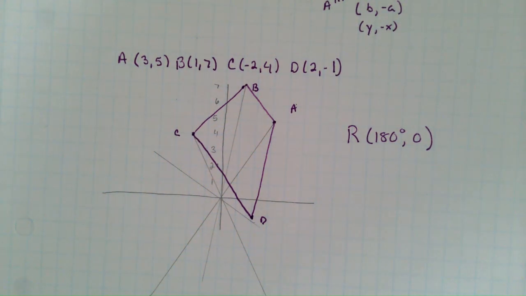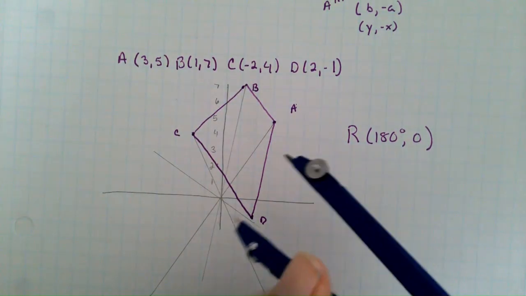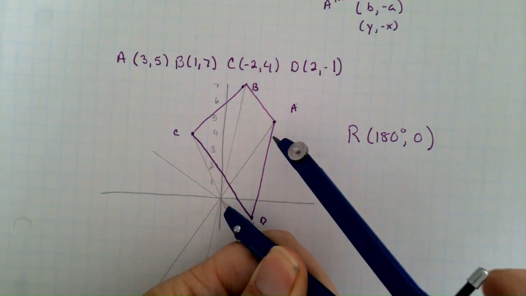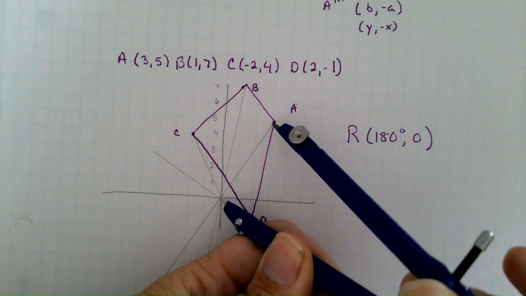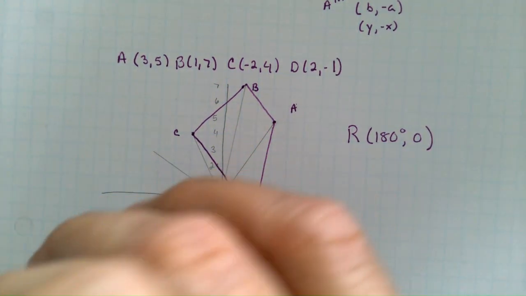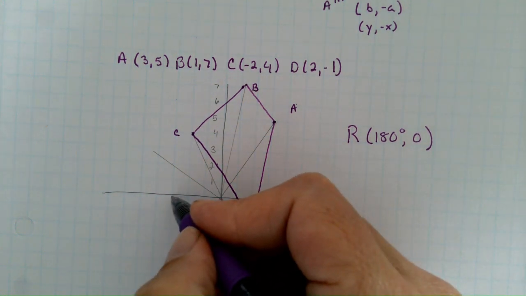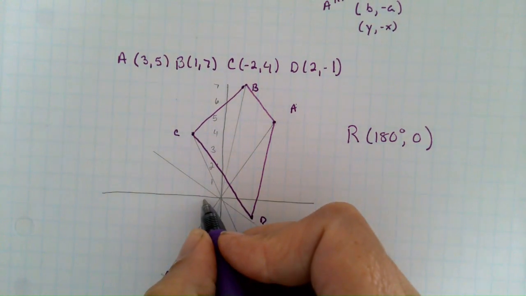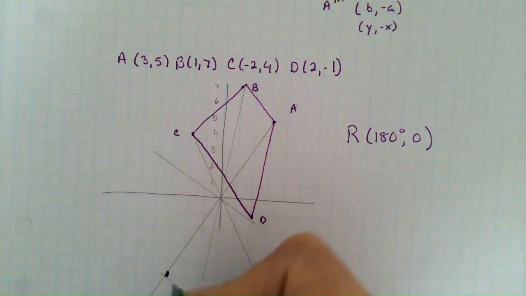Okay, so we could measure each of these, or we could think about them in like triangles. So I could come over here and go, A is right 3, 5. Or I could go left 3 and down 5, which happens to be where this is. 1, 1, 2, 3, 1, 2, 3, 4, 5.